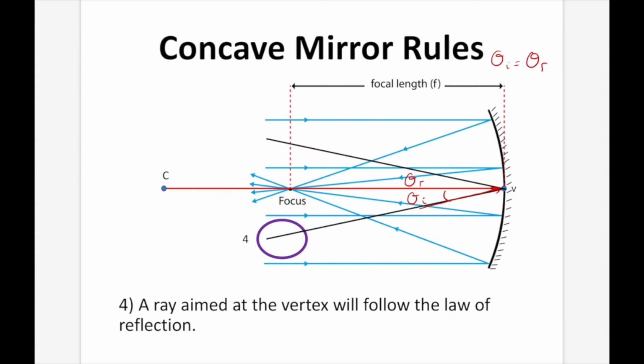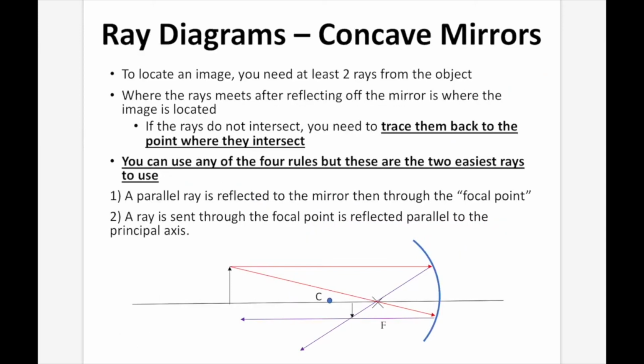Again, that's no different than any other point in the mirror. It's just something that we can observe, and we can use that rule to draw our ray diagrams later on. Now, to locate your image using a concave mirror, you need at least two rays coming from the object. Everything's going to come from the object, keeping in mind that there's a light source somewhere.